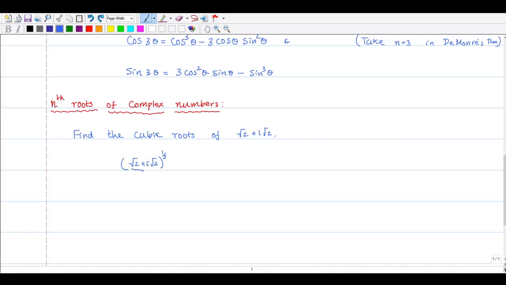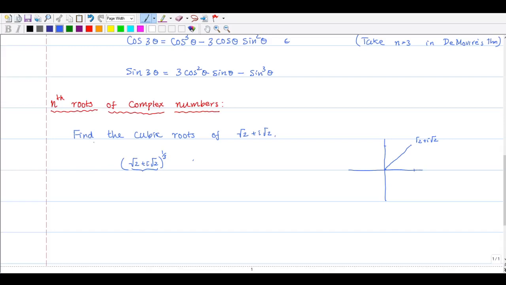The first step is to find the polar form of the number inside the bracket. I have given you a big diagram on how to find the polar form. Here root 2 is positive and root 2 is positive, so the point lies in the first quadrant. On the x axis it is root 2, on the y axis it is root 2. So this is root 2 plus i root 2. Now we need to find the angle, and I will calculate its distance.